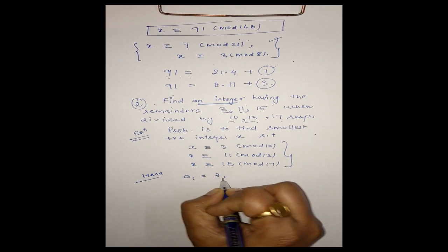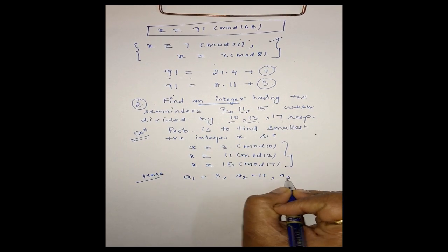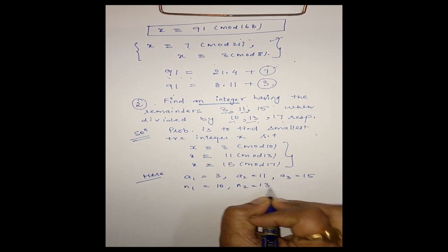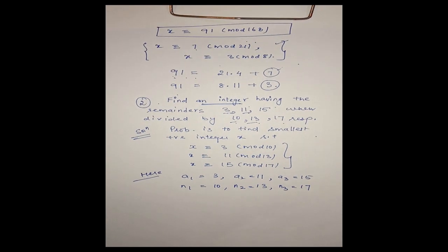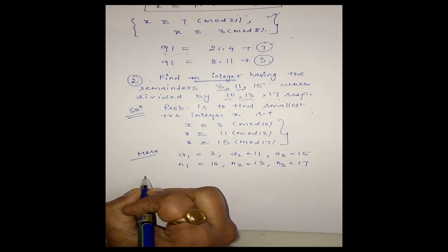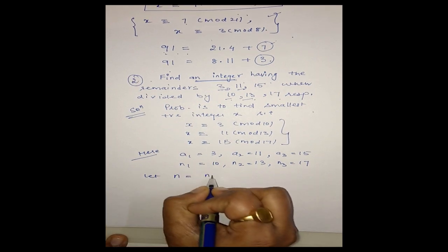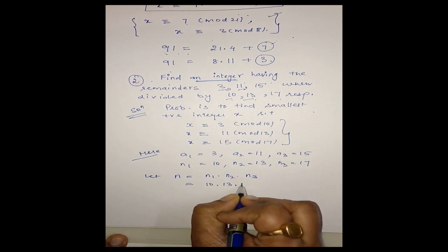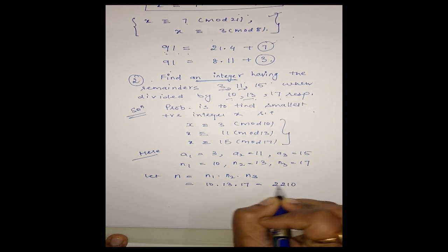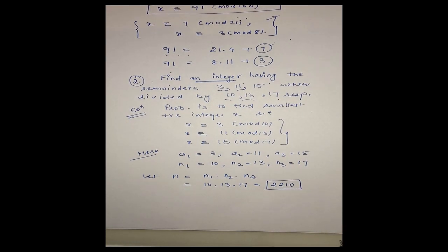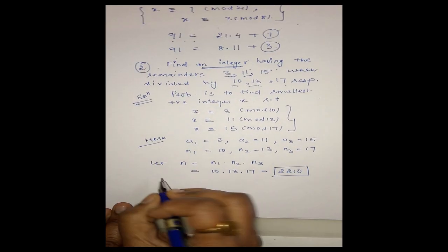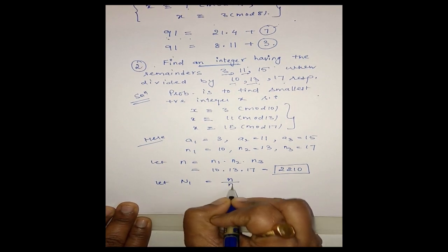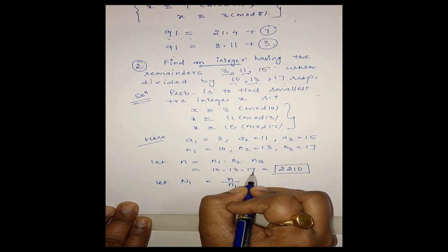Here we have a1 is 3, a2 is 11 and a3 is 15. Same way n1 is 10, n2 is 13 and n3 is 17. Okay, now step 1 is to let n is equal to n1 into n2 into n3. That is 10 into 13 into 17. On multiplying we have this 2210. Next is we will define capital N1, capital N2 and capital N3 as n divided by n1. That is 13 into 17.